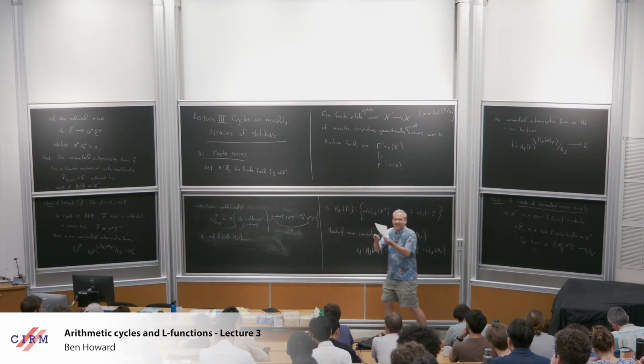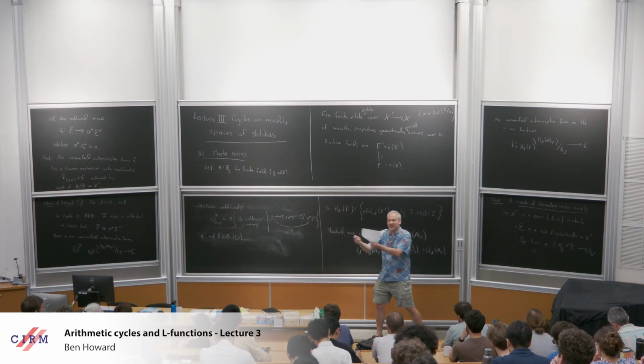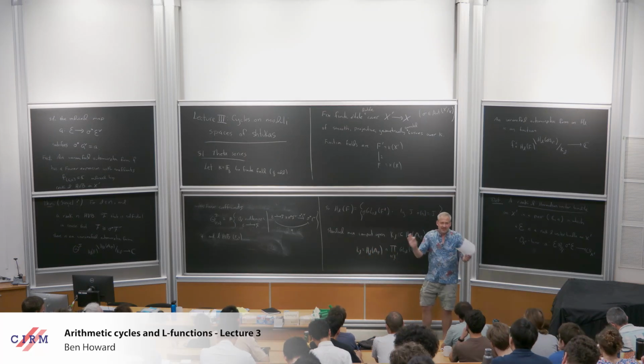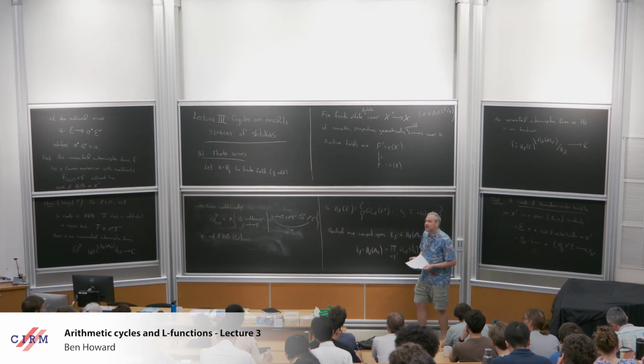It just says if I take two sections of E, push them forward into F, and take the Hermitian pairing there, it's the same as if I took the pairing back in E. It respects the Hermitian forms.